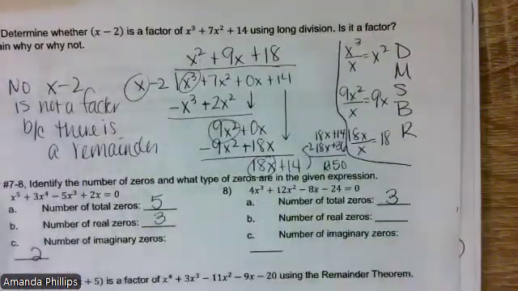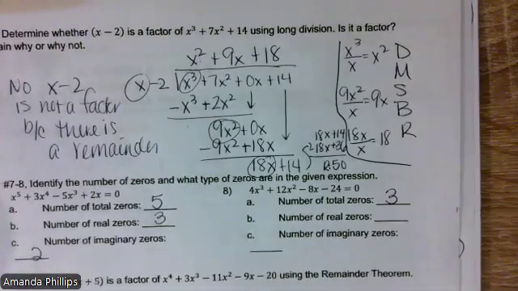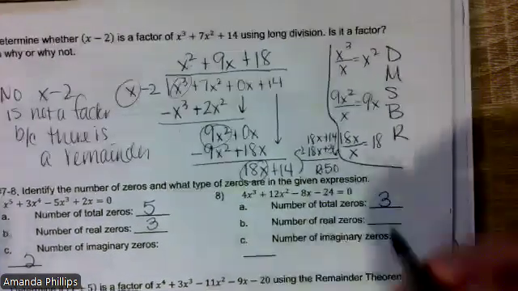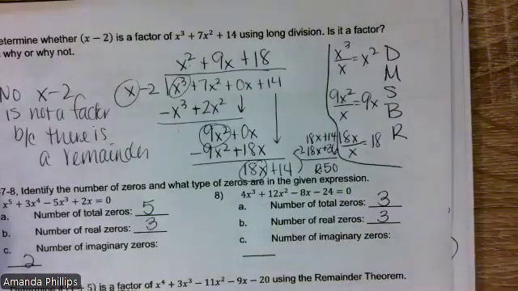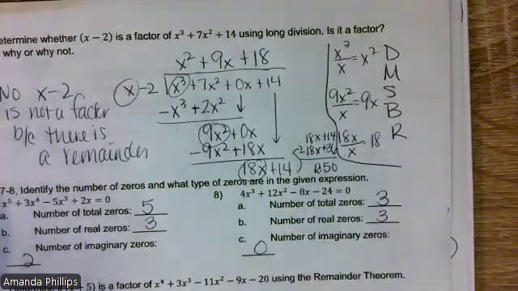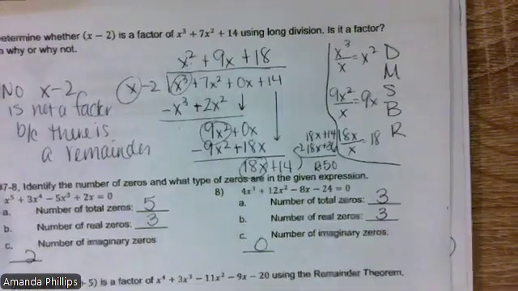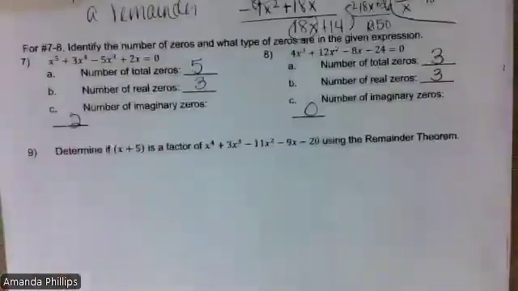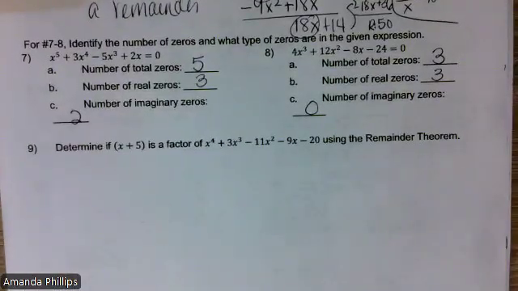Okay, now number 8, you can look at this and you can see that there should be 3 total zeros and put it in the calculator. How many times does it cross or touch the x-axis? The number of times that it crosses or touches the x-axis is 3. So what does that tell us about our imaginary zeros? There are 0 of them. Okay, that's it. So sometimes it asks you to draw a complete graph, other times it just asks you use a calculator.